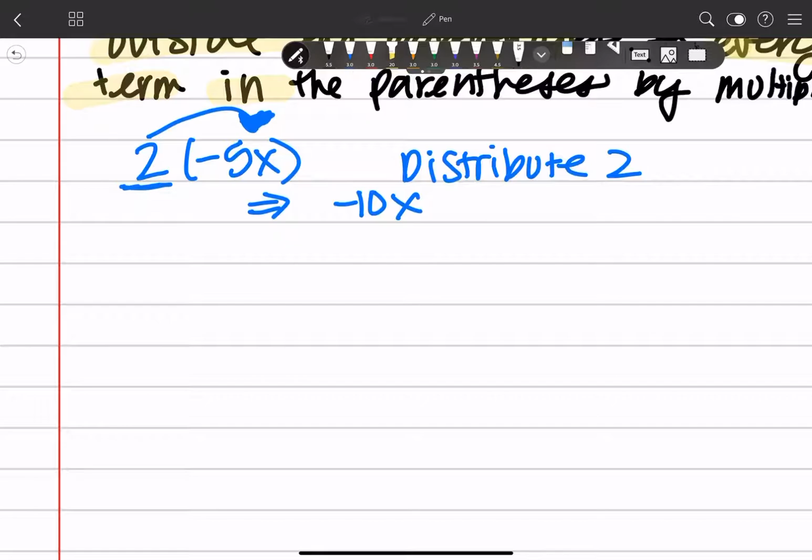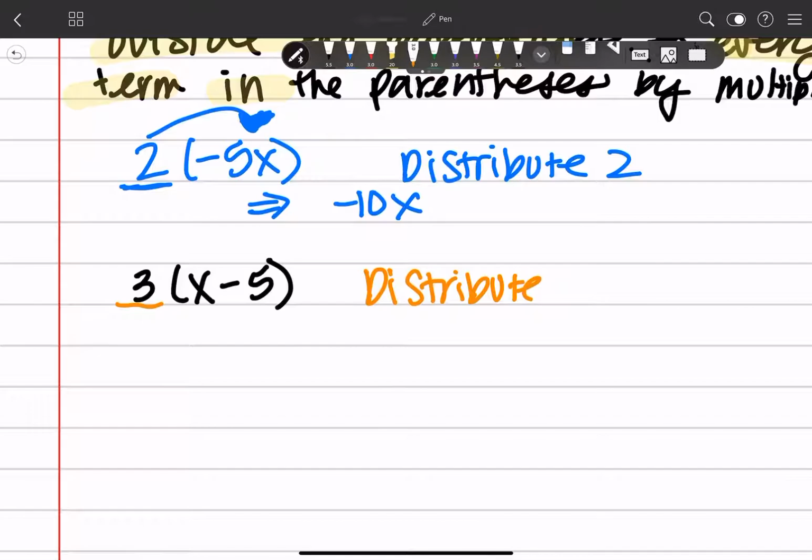So let's try another one now. Say we've got now something with 2 terms on the inside. So 3 times x minus 5. The number that is on the outside is that 3, and that's what you're going to be distributing. So you're going to multiply the 3 times the x, which is going to get you 3x. But you're also going to take the 3 and multiply it by that negative 5. And 3 times negative 5 is going to give you negative 15.